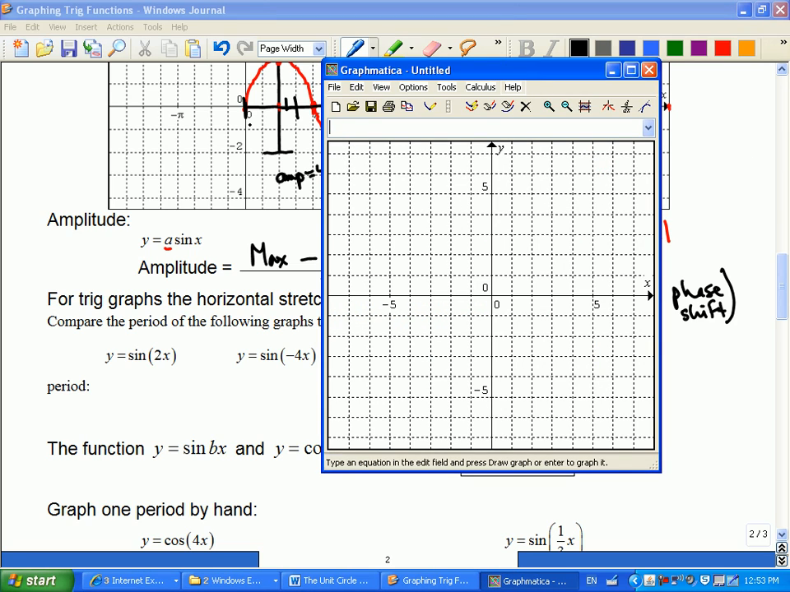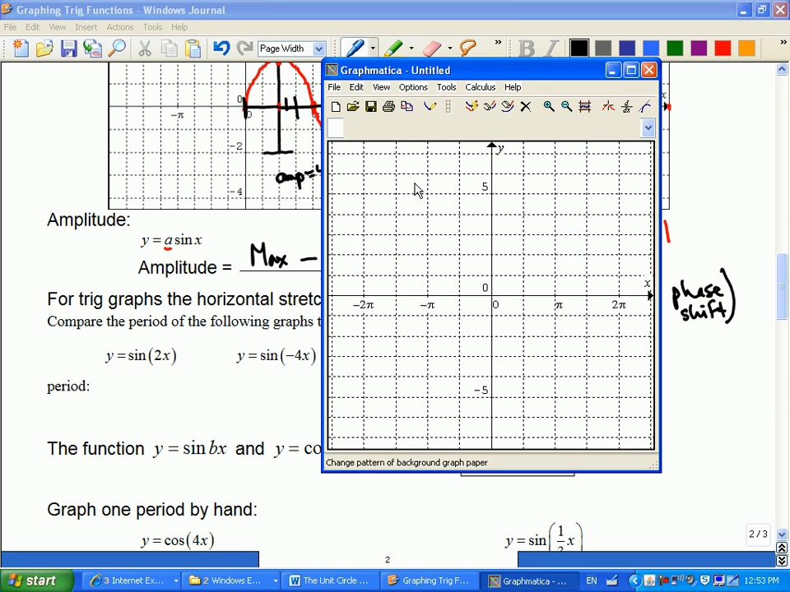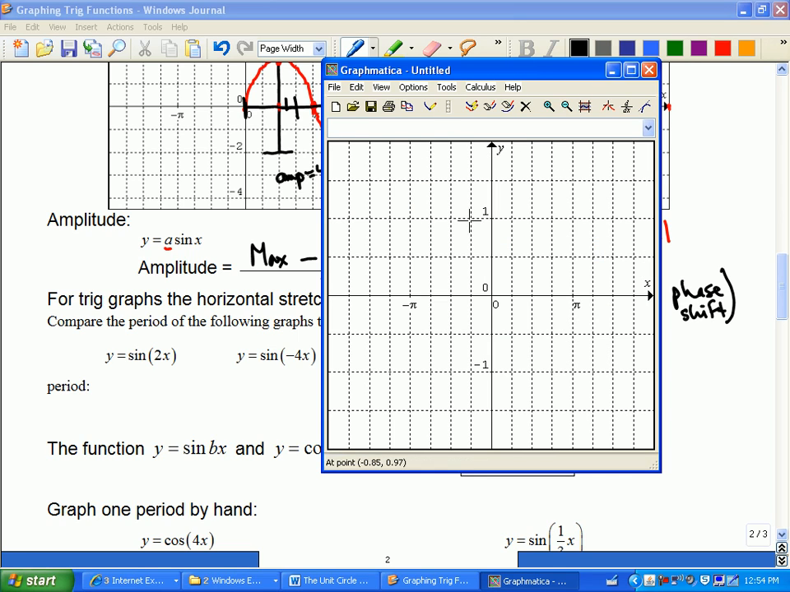Okay, so this one's a little nicer to see than the little TI one. So I'm just going to change this slightly. And I'll go from negative 2 pi to 2 pi. You could do that in your window. This is the same as the window settings on a TI-83. And negative 2 to 2, I guess. So this time I'm going to take a look at the sine of 2x.